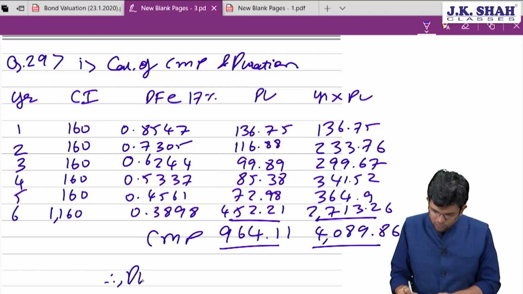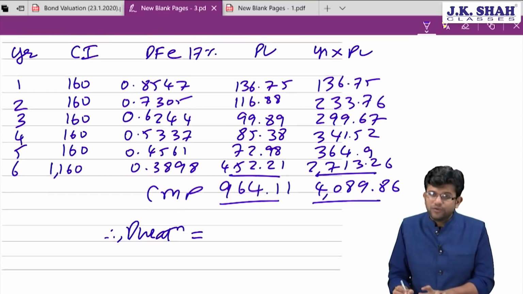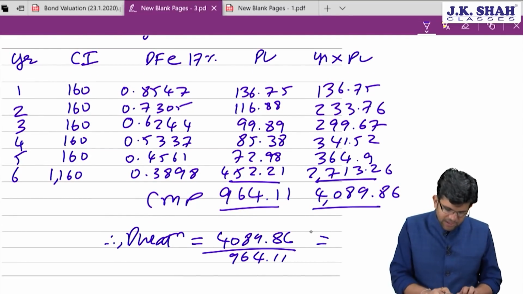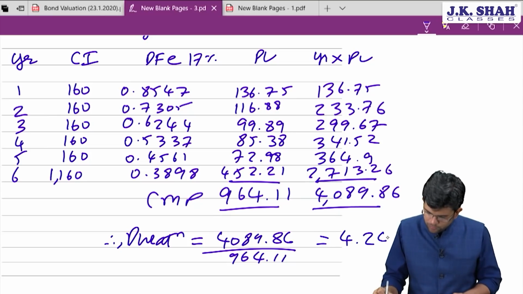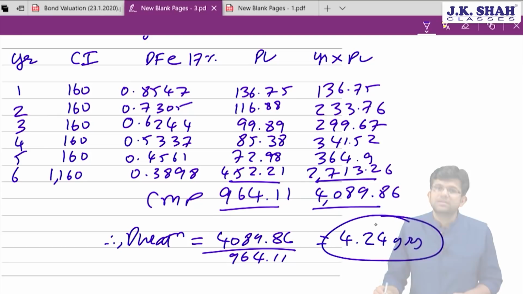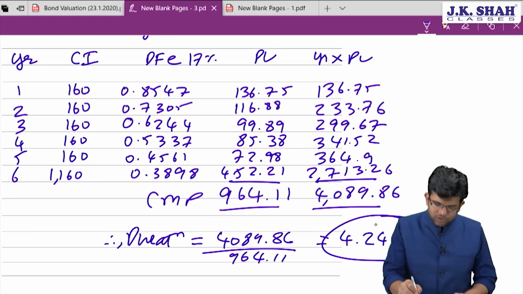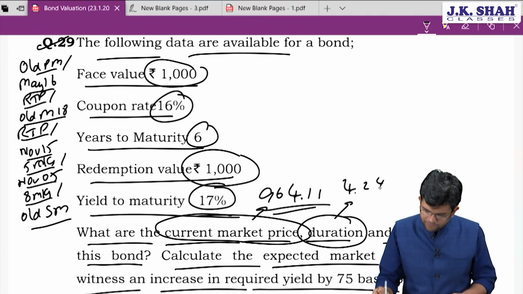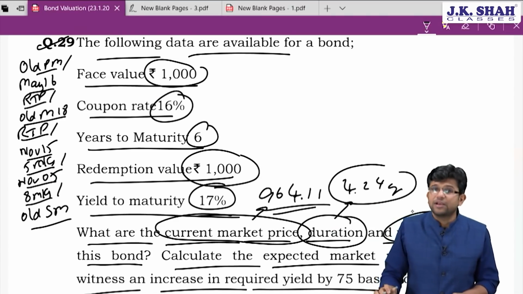MRC if we do, we get 4089.86. Therefore, the duration, students, will be 4089.86 divided by 964.11. If I divide this by 964.11, I get the duration as 4.24 years. Everybody following? So with this, students, we get the duration also as 4.24 years.